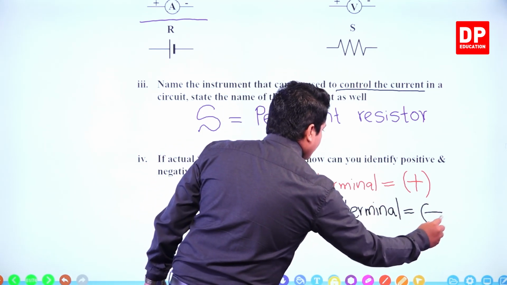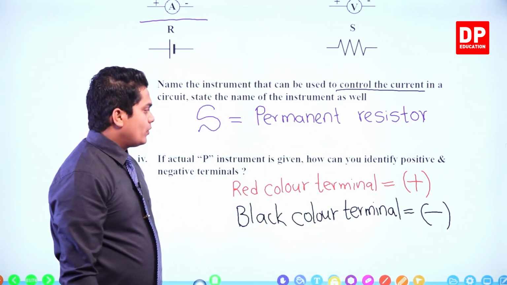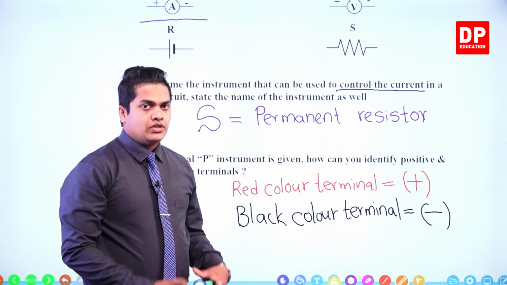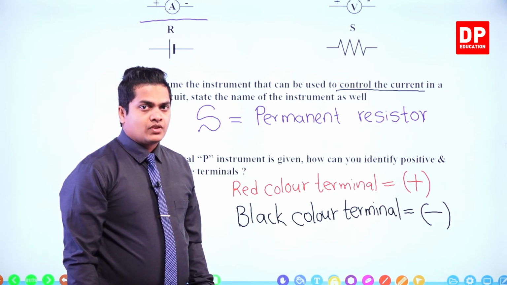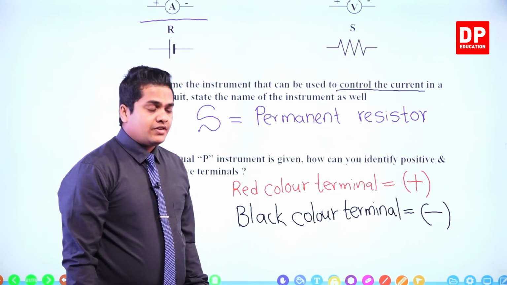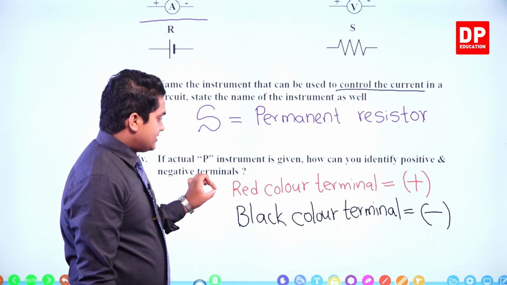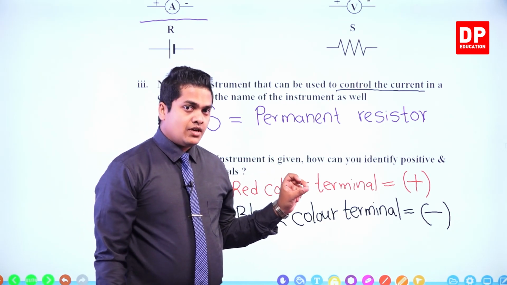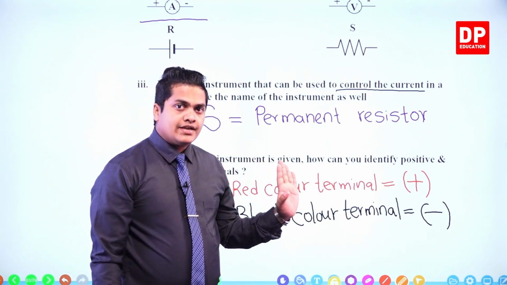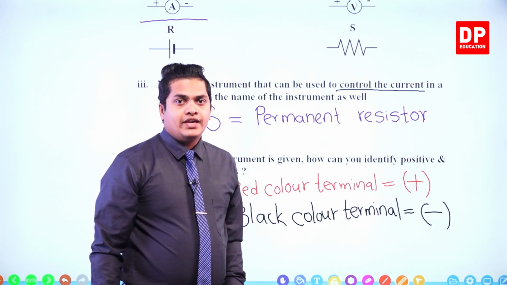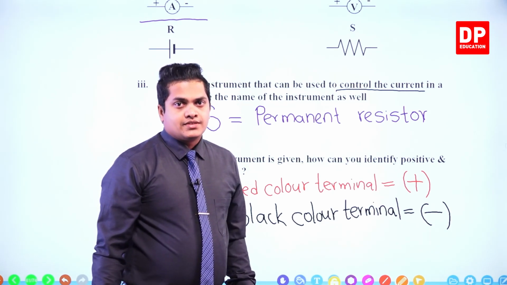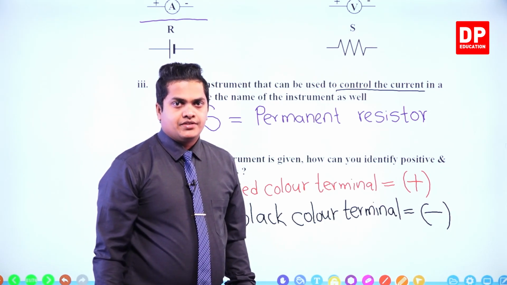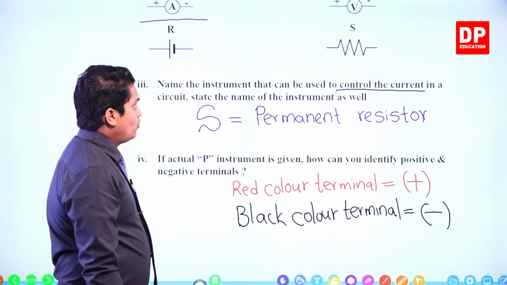That is the negative terminal. So this is how we can identify if you are given a real ammeter or a voltmeter. Both things we can identify using these features, right? There is a red color terminal and there is a black color terminal. The red color terminal is the positive terminal, the black color terminal is the negative terminal. This is how to identify the two terminals in an ammeter, right? By using this color change, we can identify it. Right then. So we'll move on with the next question.